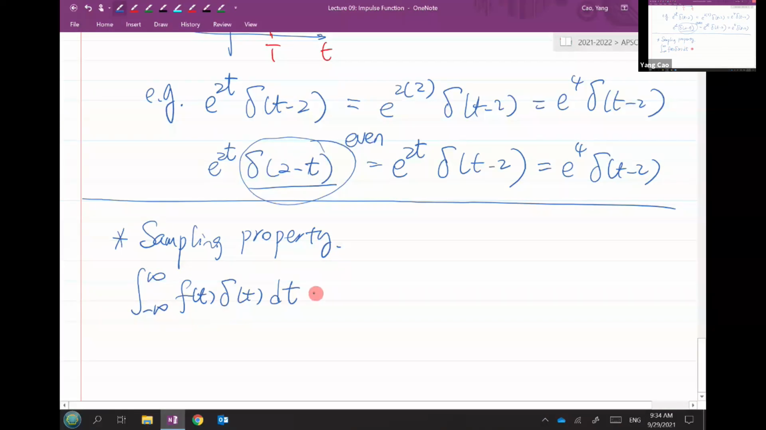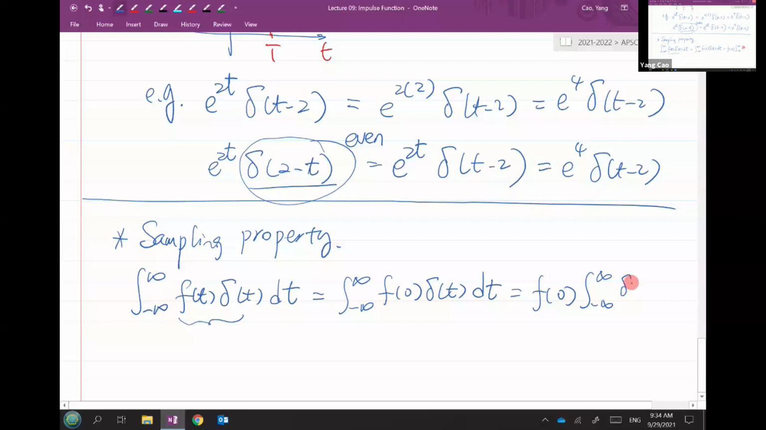I'm going to make use of the results that we have derived. If I look at the integrand f of t times delta t, that can be rewritten as f of 0 times delta t. You're integrating with respect to t, and f of 0 is a constant, so it can be taken out of the integral, and you're left with just the integral of the impulse function. We already know the integral of the impulse function is 1, so we're left with just f of 0. When you do this, you end up with the single value f of 0.